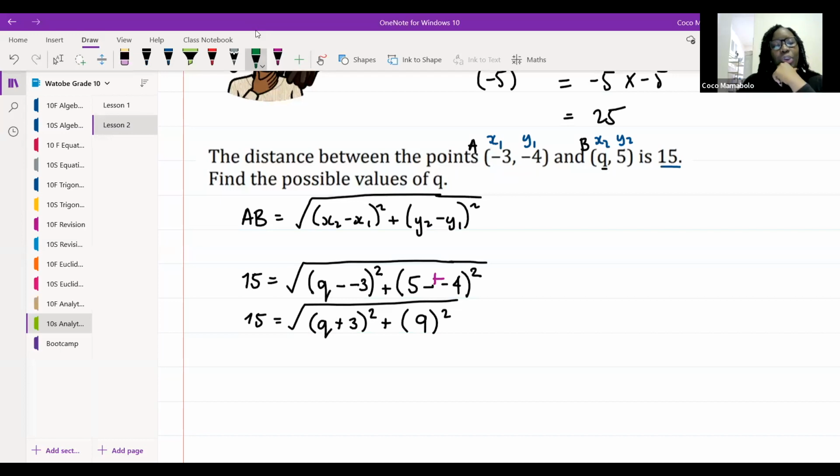How do I get rid of a square root? I want to get rid of the square root. Yes, you're going to square it. Good. I'm going to square both sides. I'm going to square this side, and I'm going to square this side as well.